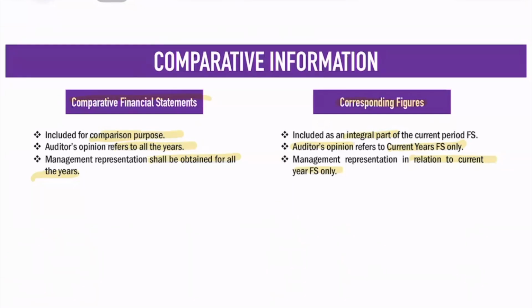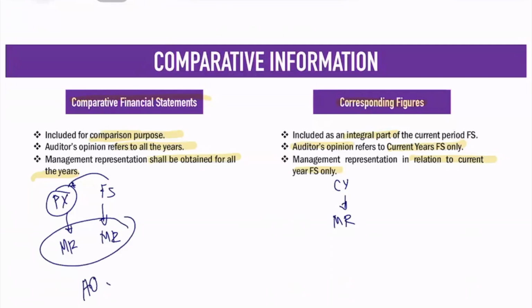In comparative FS, you are comparing the FS with the prior year. So here, you need to get management representation on the prior year and management representation on the current year FS. In your corresponding figure, it is purely the current year only. Therefore, what you need to get is only a management representation on the current year. Here, the auditor's opinion will be based on the previous year and the current year. Here, the auditor's opinion will be based only on the current year.